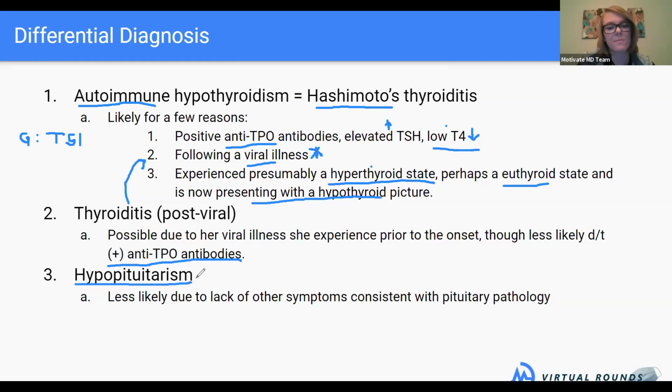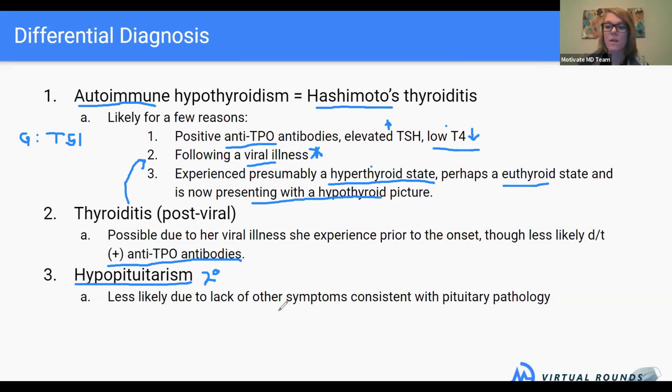And then hypopituitarism. This basically is a secondary hypothyroidism. This is less likely. We're not seeing any other symptoms consistent with hypopituitarism. As you may know, the pituitary is the master gland for sending out all these hormones that regulate the body. If it was a problem with the pituitary, we would more likely see other hormone deficiencies, imbalances, other symptoms that would lead us to this. Problems with vision.